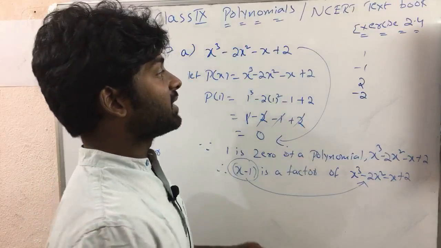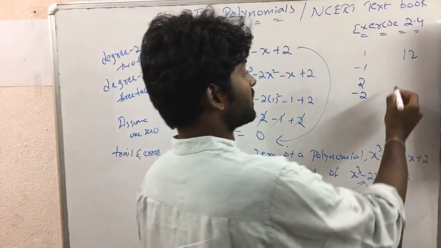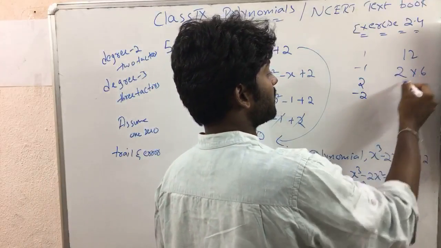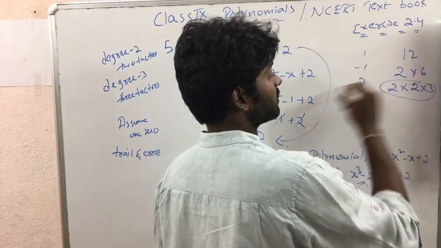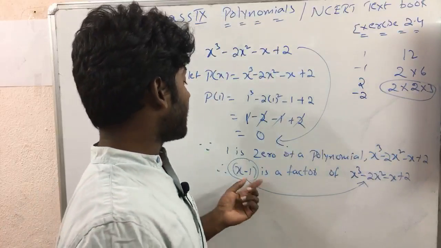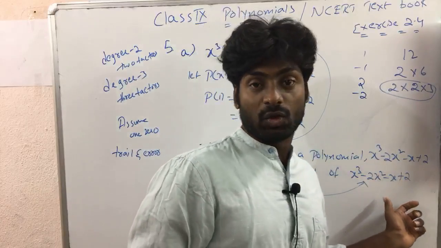If the numbers are given directly, you can write, see, if I ask to write the factorization for 12, you can write directly like this, 2 into 6, after that 6 is split into 2 into 3. Similarly, here we are finding the first factor. On dividing that, we are getting the remaining 2 factors.